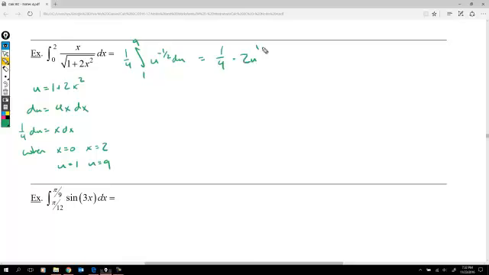So I'll have 2u to the 1/2 from 1 to 9. It's going to be 1/2, because 2 times 1/4 is 1/2. 9 to the 1/2 minus 1 to the 1/2. That's 3 minus 1. So I have 1/2 times 2, which is just 1.